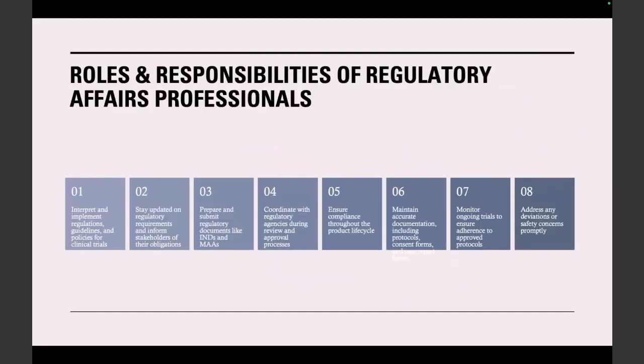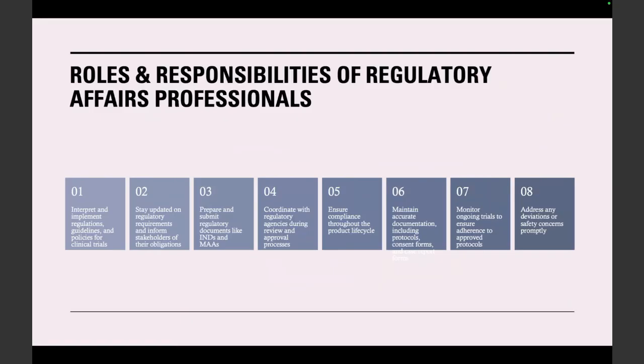So let's move to the next slide, roles and responsibilities of regulatory affairs professionals. Yesterday a few candidates were asking me what regulatory affairs is and what the scope is, so I'll tell you their responsibilities. Regulatory professionals are the bridge between scientific innovation and legal approvals. They have to prepare and review submission documents. For example, if any clinical trial is completed, the regulatory department will prepare the report, and they will submit the report to the regulatory authorities.